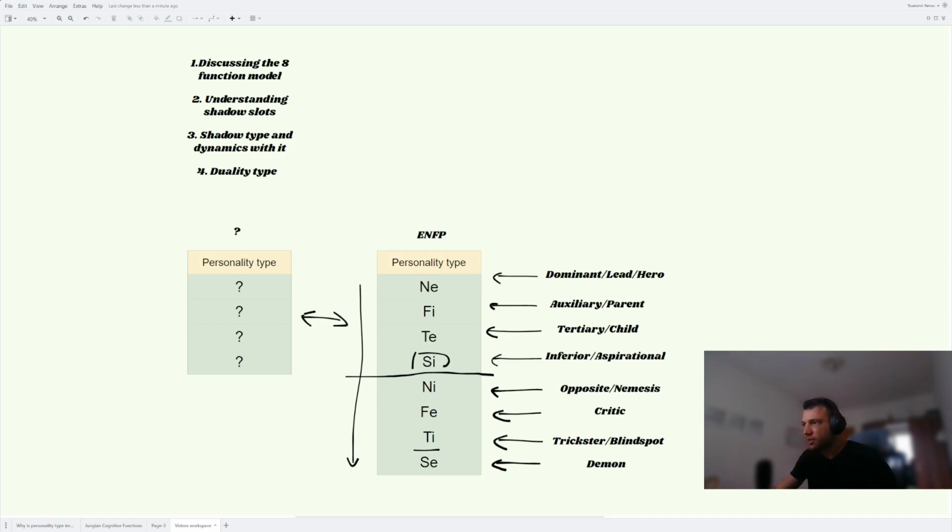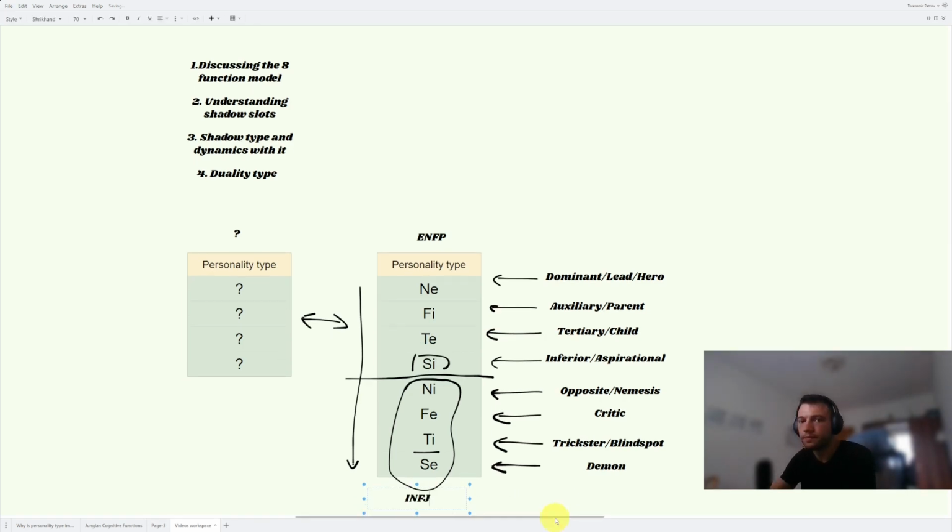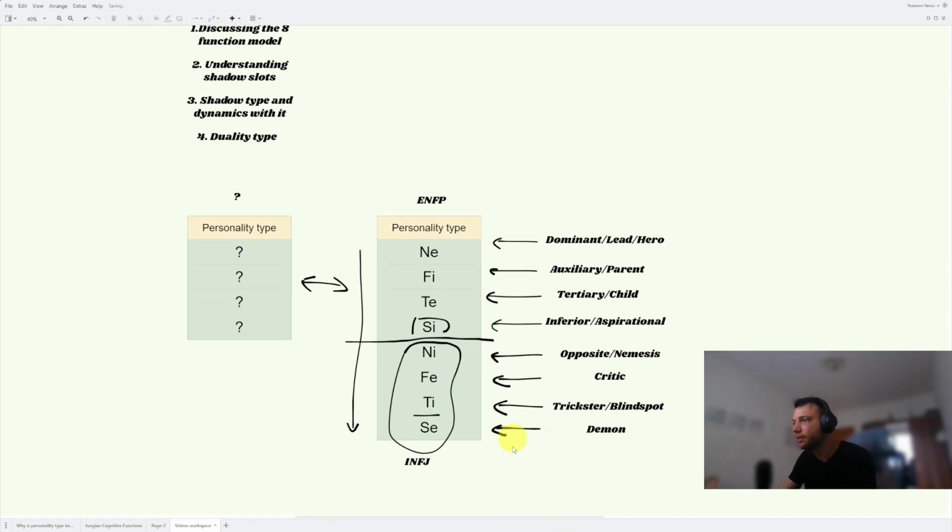Now, another thing you can notice here is that if you look at all the 4 slots, there is another type who is represented by this exact sequence of functions. And in this scenario, this type is actually the INFJ type. Okay. So we discussed the shadow slots, and this type is the INFJ. And what's the dynamic between the ENFP and INFJ? So this is what we will call opposite or shadow types.